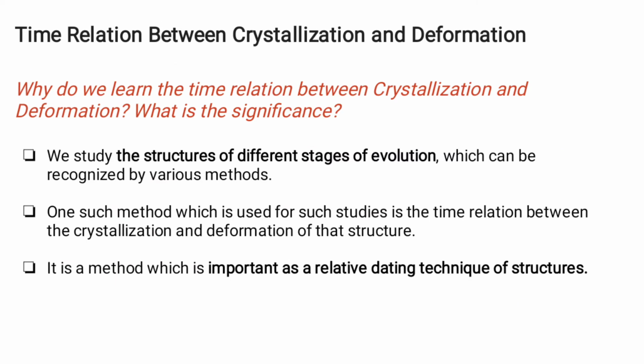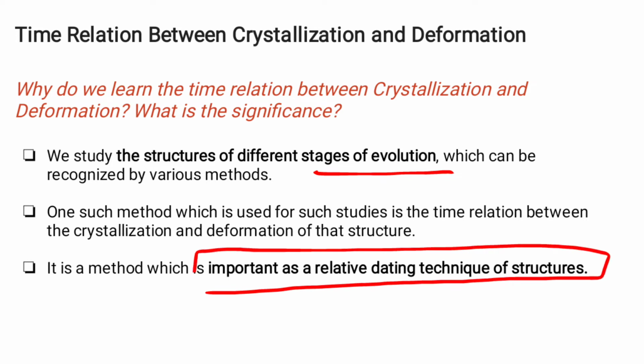Okay, so why do we need to learn this? What is the importance? We study the structure of different stages of evolution, which can be recognized by various methods. One such method is to study the time relation between crystallization and deformation. This method is important as a relative dating technique of the structure, in order to determine the time of the structure.